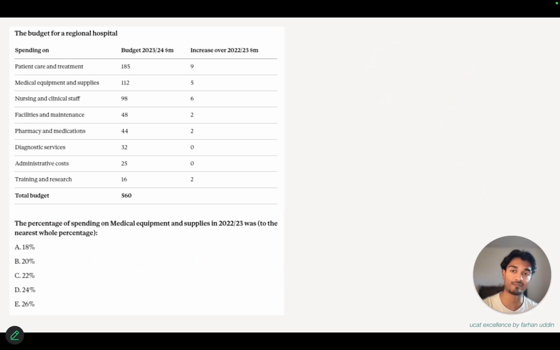So feel free to have a go at this and then we'll go through it together. All right, so let's go through this one together now. So the percentage of spending on medical equipment and supplies in 2022/23 was, to the nearest whole percentage.